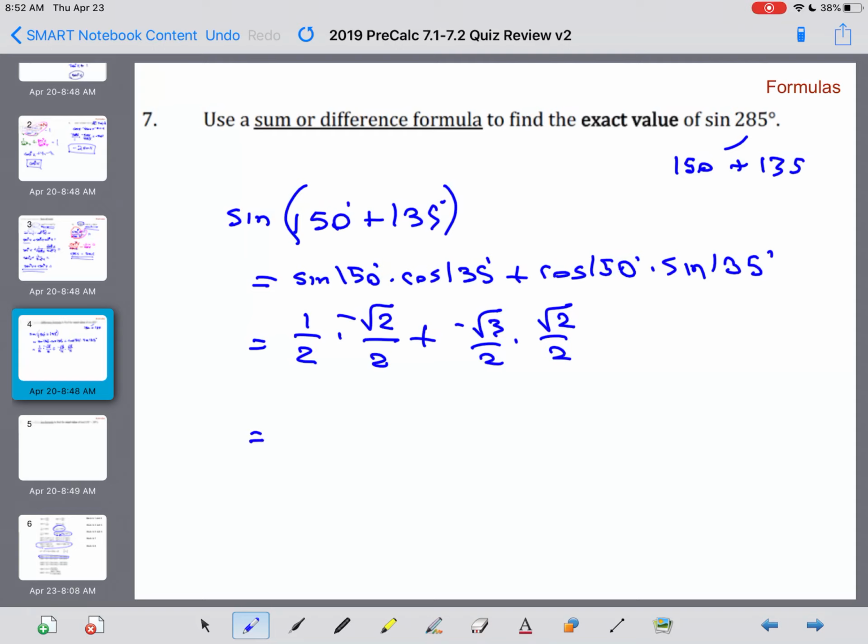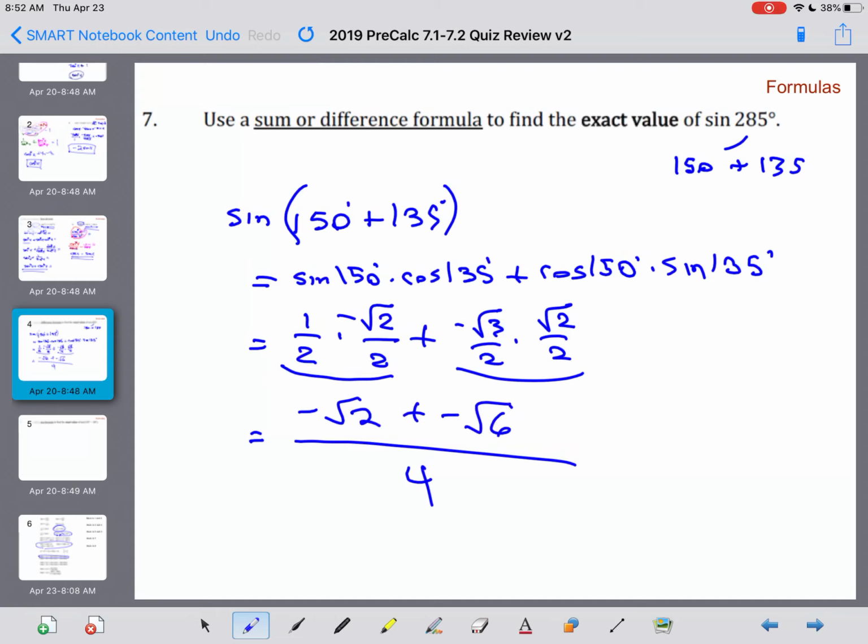Now if you take a look here, both of these groups will have a denominator of 4. And now we just multiply the numerators. And that can be our final exact value, still in radical form.